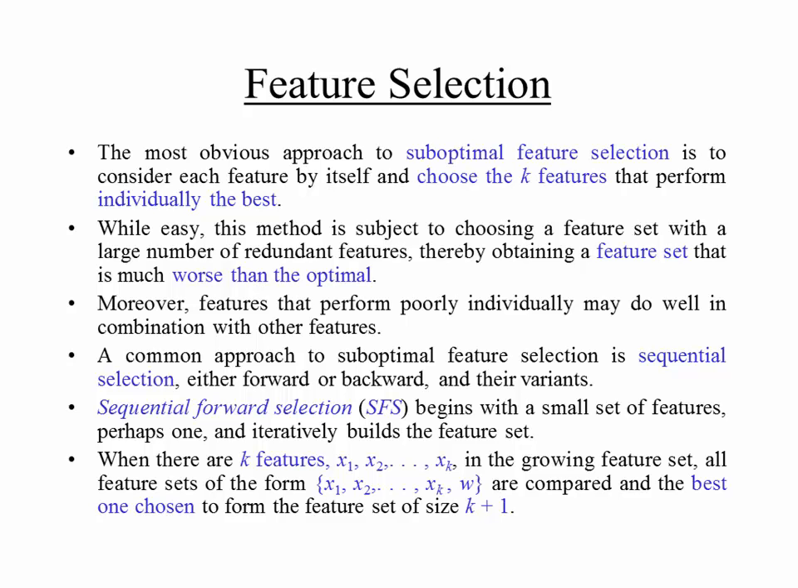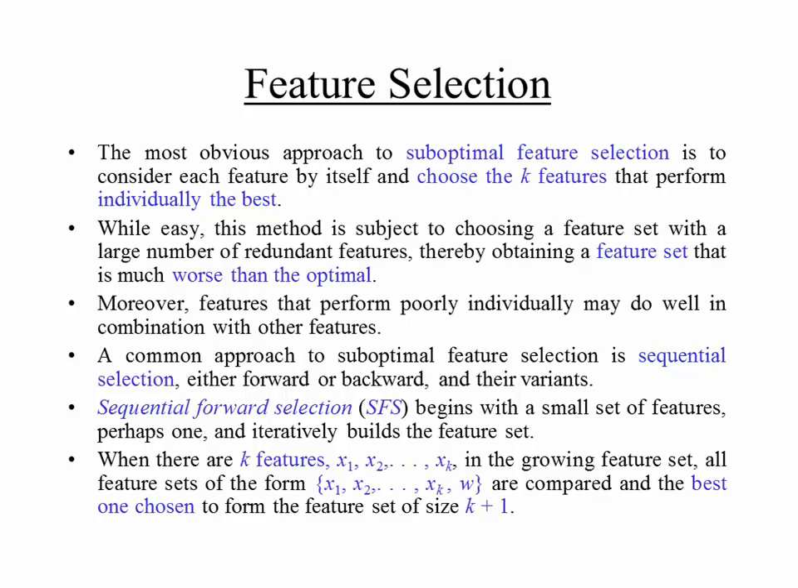So the most obvious approach to suboptimal feature selection is to consider each feature by itself, one at a time, and then choose the K features that perform individually the best. Not a good strategy, because these features might perform differently in combination. So while easy, this method is subject to choosing a feature set with a large number of redundant features, thereby obtaining a feature set that is much worse than the optimal.